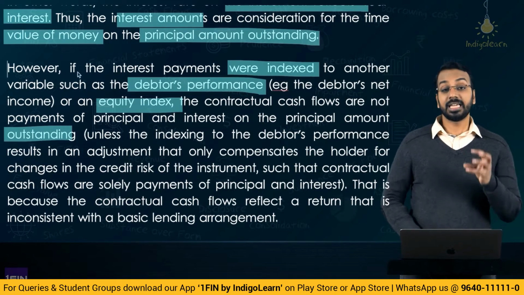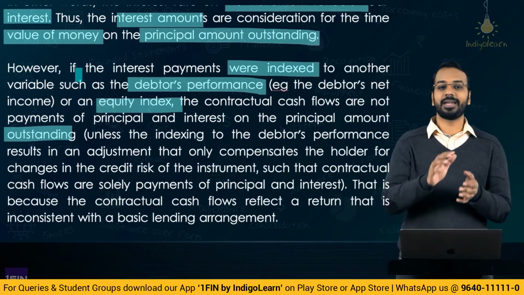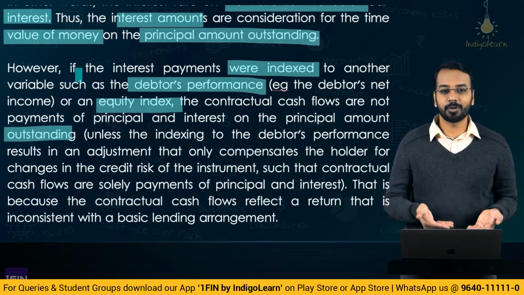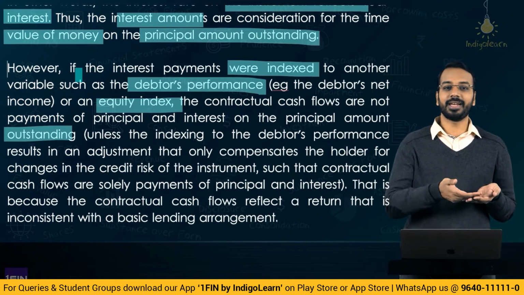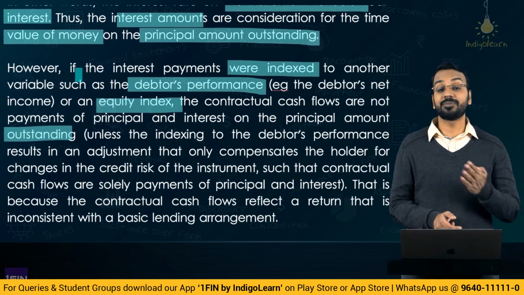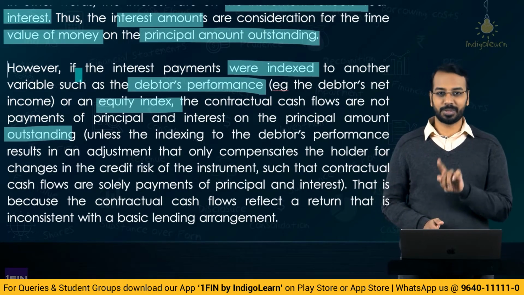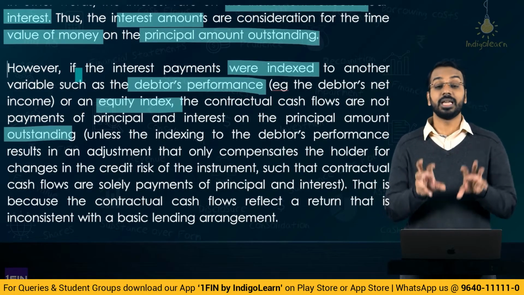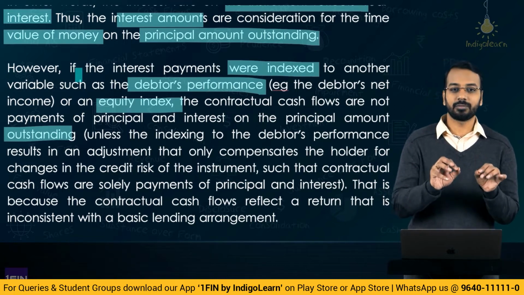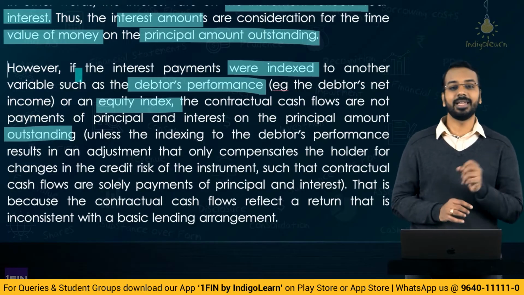Another angle to it is, if you index it to a debtor's performance and that indexing takes care of the credit rating. For example, the income of the debtor increases, the credit rating also improves and the interest rate would automatically go down. If that is the case, then it will be the payment of interest and principal. So in that case, we can consider it if the linking of the interest to the debtor's performance is taking care of the credit risk related aspect.